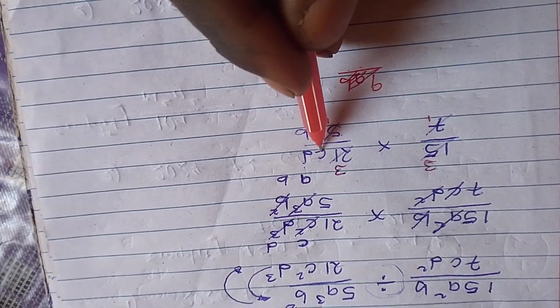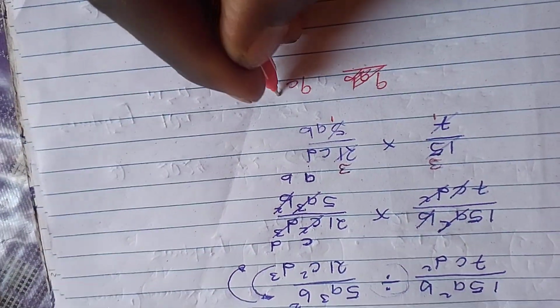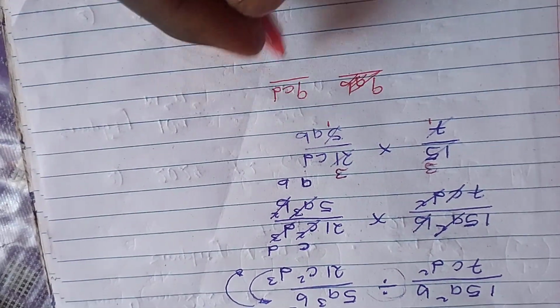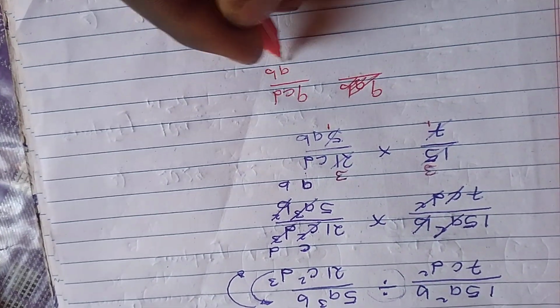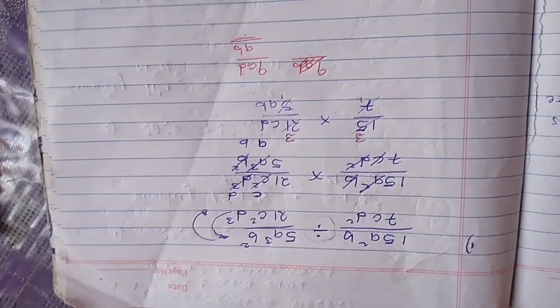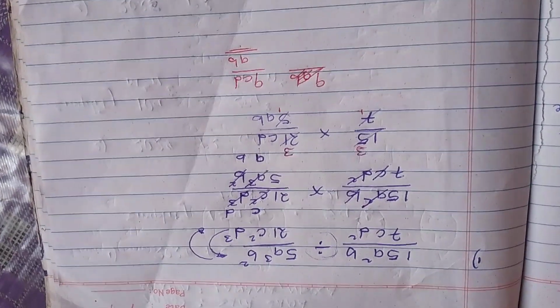Then we also have a CD, so we'll write CD there. Then there 1 times 1 times AB will remain with AB. So this is the answer for the first question. Okay, you can see that's the first answer.